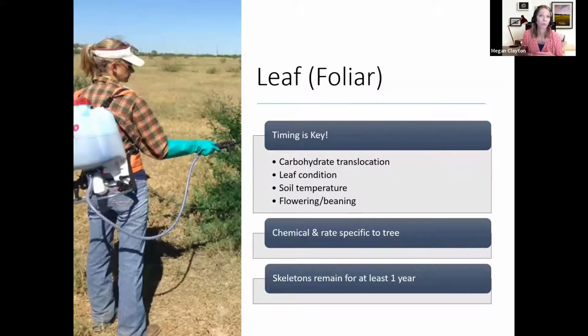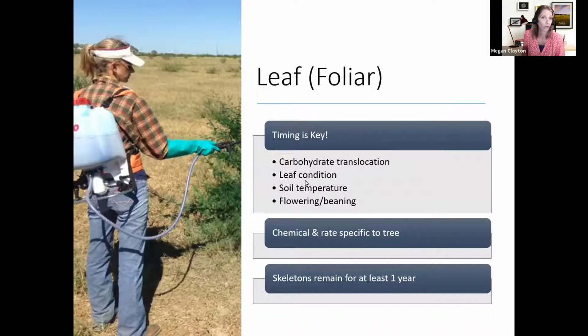These different timeframes are when that tree is actively translocating the carbohydrates. And we need to know that the soil temperature is high enough that that tree is actively growing and that it's not flowering, beaning, or putting on new leaf, because at that time it's using its carbohydrates out, not down. And so it probably won't kill as many trees as it would if you waited until those trees were in a more mature leaf, better condition, not actively doing any of those things.